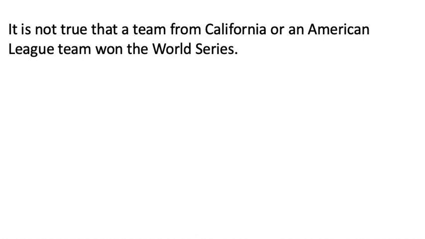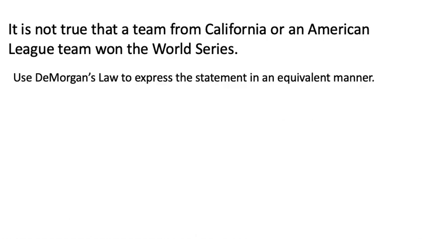So let's see if we can understand this by looking at an example. It is not true that a team from California or an American League team won the World Series. Pick a year where that was the case. Let's say that's what we're looking at. So we've got to define the statements. We want to use DeMorgan's law to express this in an equivalent manner.